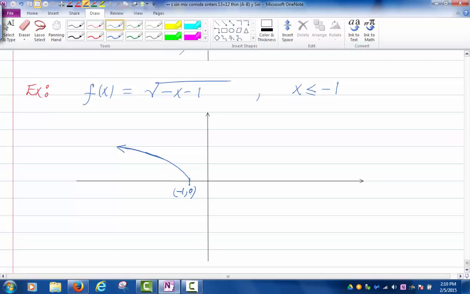If the point negative 1 and 0 is on the graph of f, then what will be on the graph of f inverse? If I reverse the coordinates, I get 0, negative 1. Let's say 0, negative 1 is right here. So the corresponding point on the graph of f inverse will be 0, negative 1.